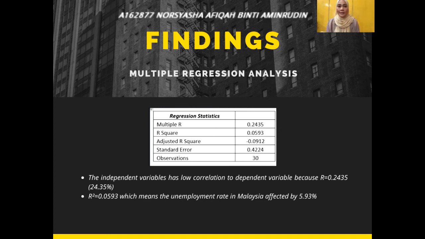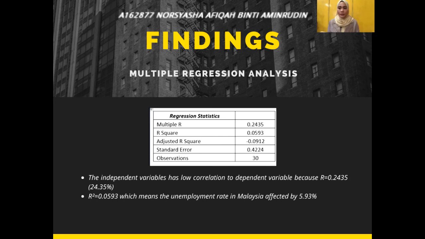For our analysis, we use unemployment rate as the dependent variable and four independent variables, which are FDI, population growth rate, inflation rate, and GDP growth rate. For the first table, as you can see, the multiple R is 0.2435 or 24.35%, which means there is a slightly low correlation between the variables.